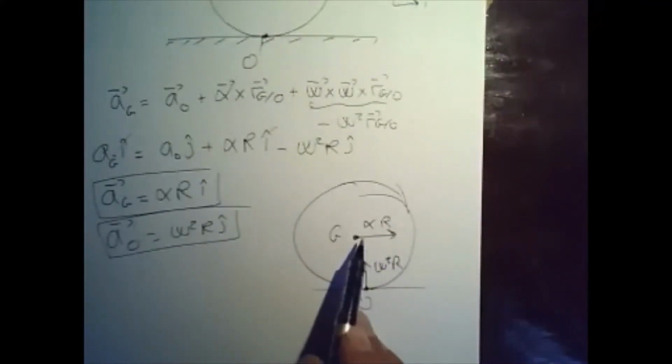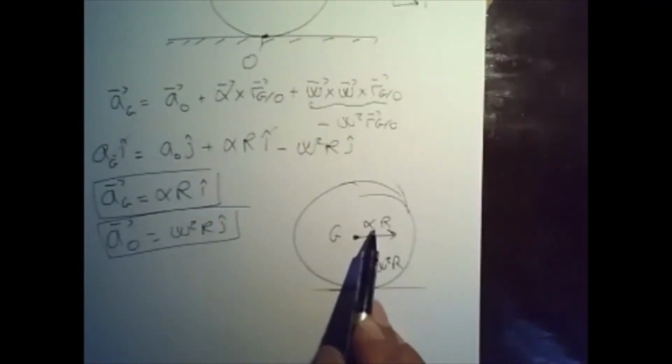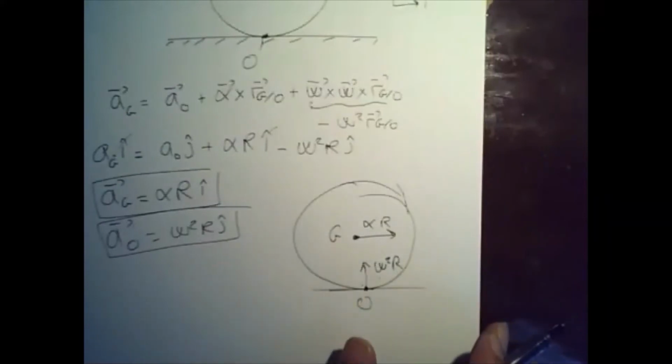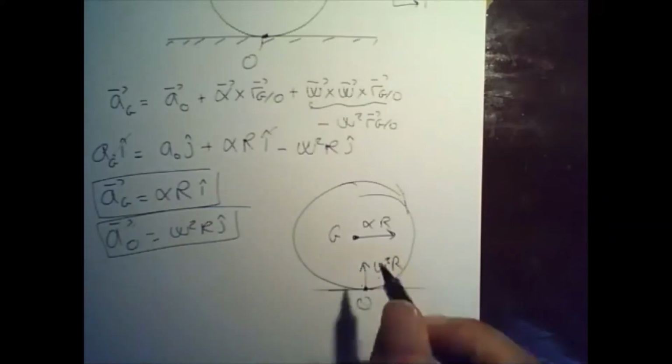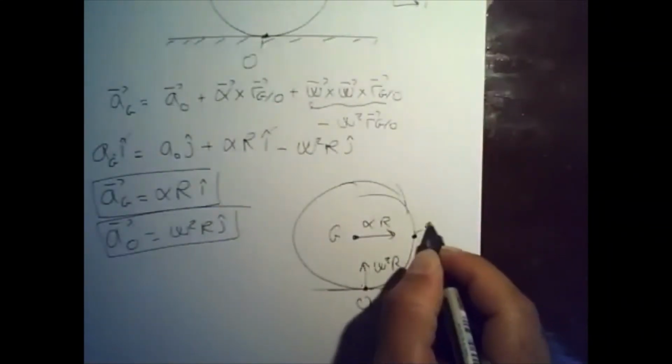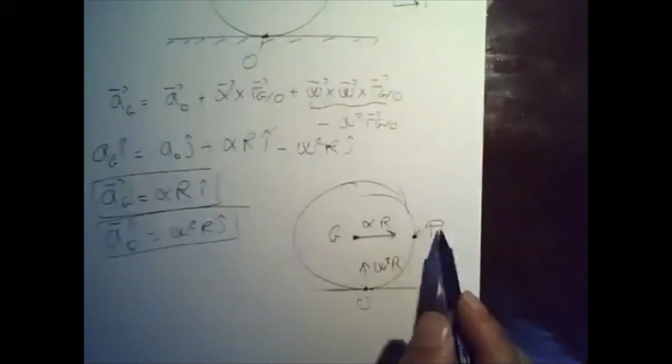Here, at least you are able to understand that the acceleration of point G always has to be equal to alpha R. The acceleration of the point on the wheel at the bottom will always be equal to omega squared R. Is that clear, guys? Yes. Okay, now what I would like to do is try to find the acceleration of point P. How can I find the acceleration of point P?